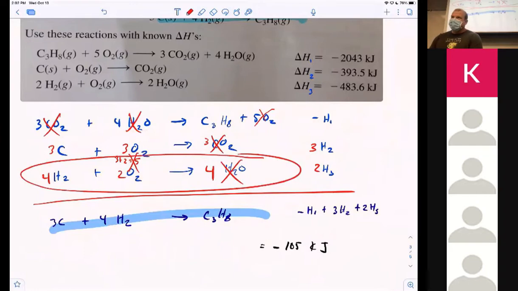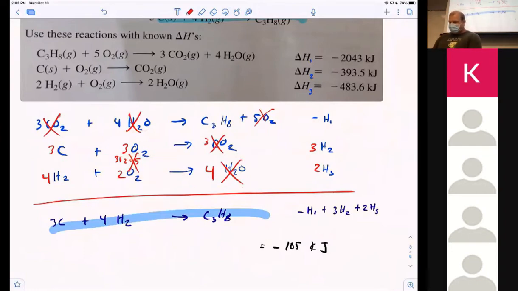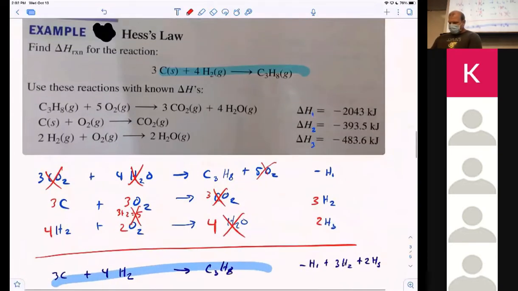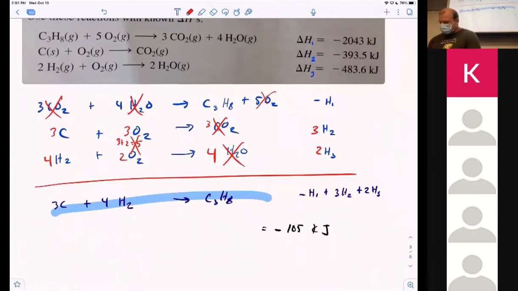And it's important for the top one because you put the propane on the left side when it needs to be a product. Yeah, the first equation, propane, is on the reactant side. It needs to be on the product side. So you flip it. Other questions? And so it's going to be minus H1 plus 3H2 plus 2H3.